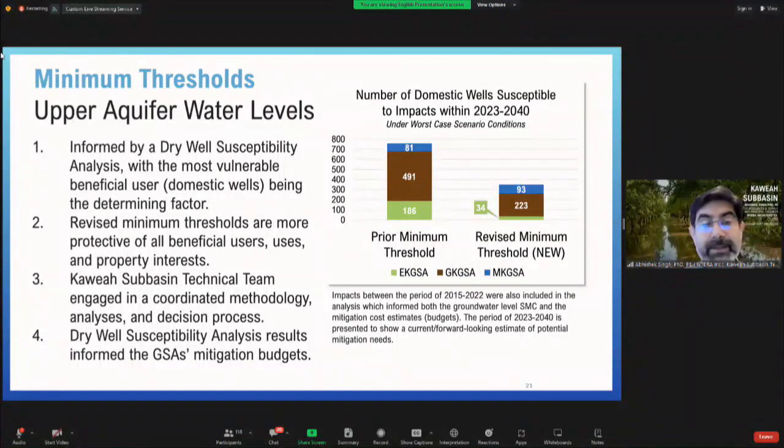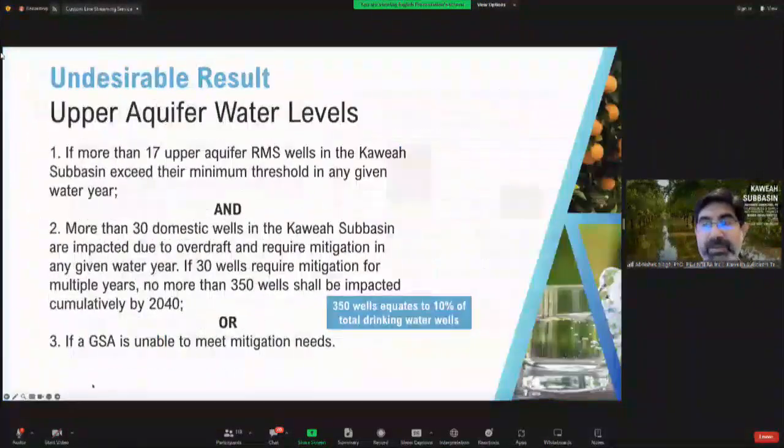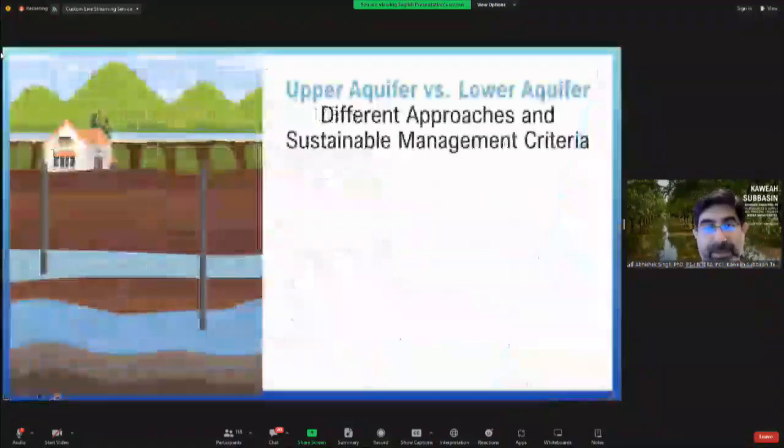We use best available data and science, very similar to DWR's dry well susceptibility guidance document, those results that Angela presented. So we have used very similar analysis to look at potential dry wells in the Kaweah Sub-basin under a range of different groundwater conditions. Using this dry well susceptibility analysis, we evaluated potential impacts to susceptible groundwater wells due to overdraft, and revised our minimum thresholds to be protective of domestic wells.